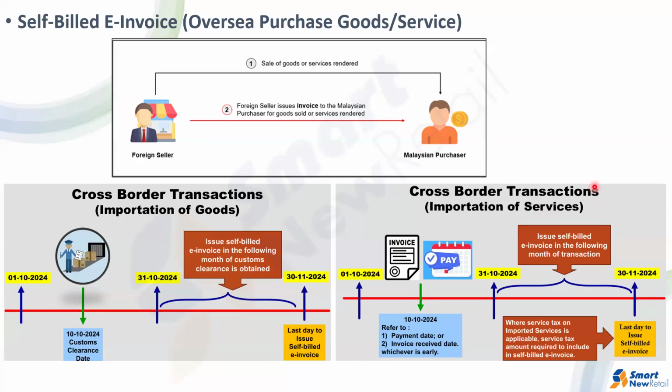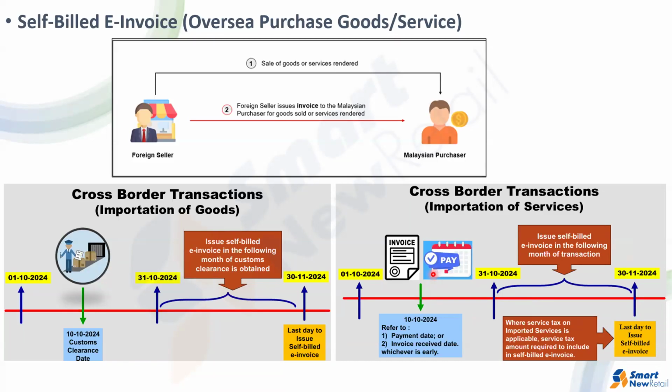Cross-border transaction, import of service. So just now was goods, and this one is service. You buy something, they issue an invoice for you. So this refers to your payment date or the invoice receipt date, whichever is earlier. Then you can issue the self-bill on it within this period. Where sales tax on imported service is applicable, the service tax amount is required to be included. So if the self-bill has tax, you need to include it together.